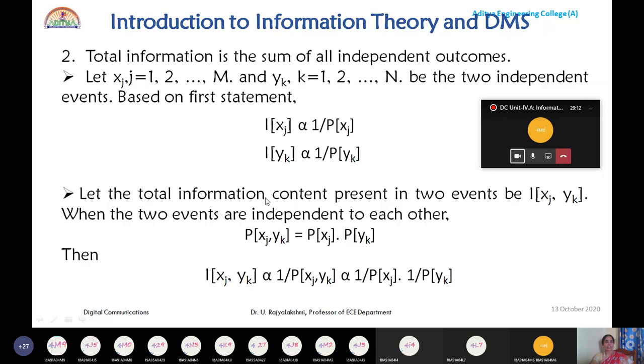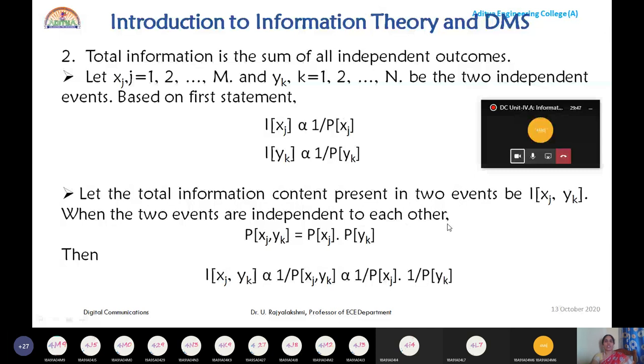Now let the total information content present in the two events be I of Xj comma Yk. What is I of Xj comma Yk? Total information due to Xj and Yk events. So individual information is I of Xj and I of Yk. What is the total information? I of Xj comma Yk.